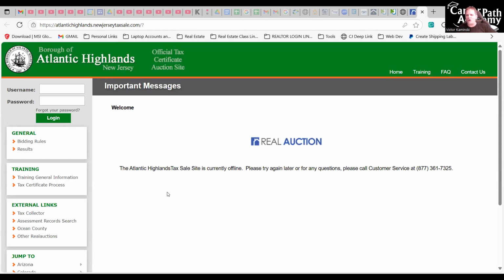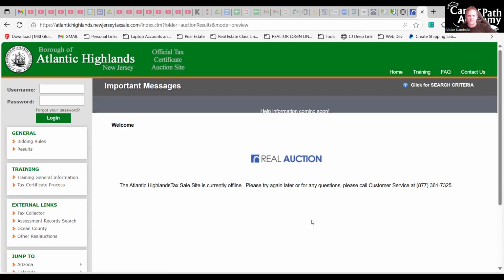These websites look the same because they're made by Real Auction. It doesn't have any information up yet. They didn't post any information about their auctions yet. But you can at least look up their bidding rules and results of previous auctions and see how this works. Let's see, do they still got, nope, they don't got results for the previous auction here. So let's go back and let's look at another one.